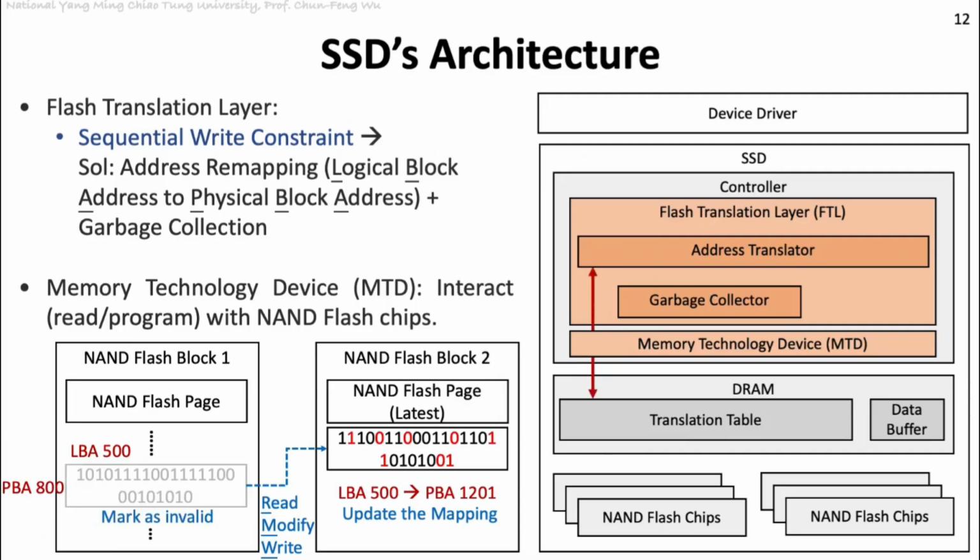Okay. So the address translator will update the translation table, and then we'll get the data from the NAND flash chips again. To get the data from NAND flash chips, we need this kind of memory technology device, MTD. You can think of MTD as just getting the data from NAND flash chips. So the FTL will ask the MTD how to get the data, maybe what the protocol of the read and write is. So MTD will control this kind of data reading and writing.